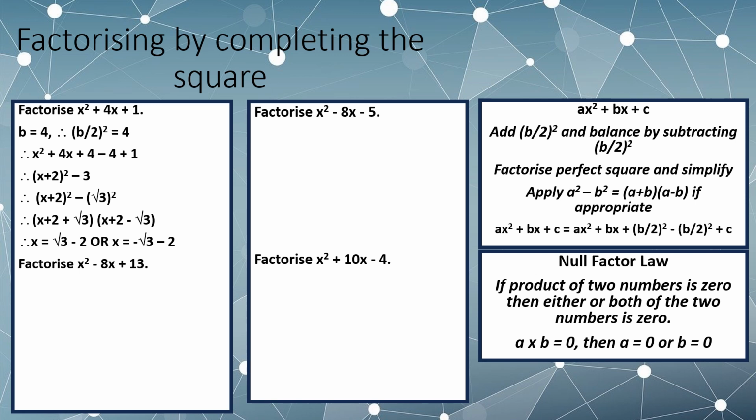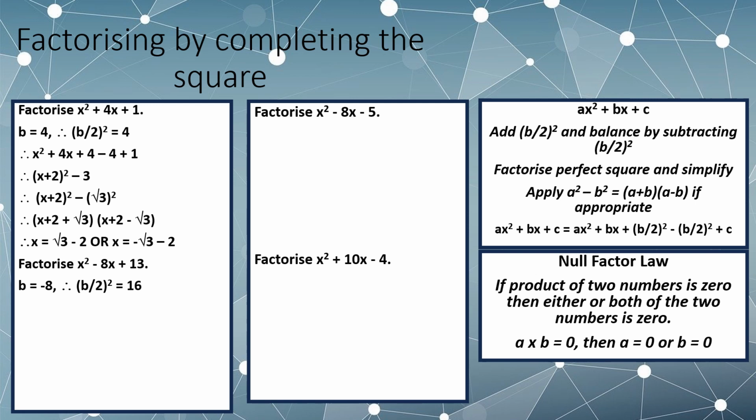Let's look at another example now. We have x squared subtract 8x plus 13. So once more, knowing we're completing the square, we look at our b value. So we have b is equal to negative 8. Therefore, (b over 2) squared will equal 16, as negative 8 divided by 2 is negative 4. And when we square negative 4, we get 16, as a negative times a negative is a positive.